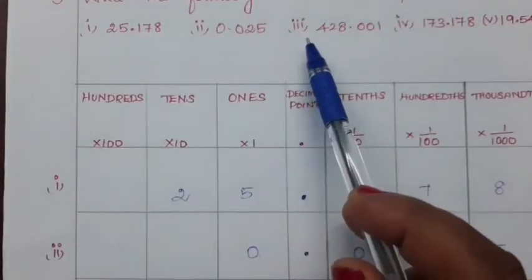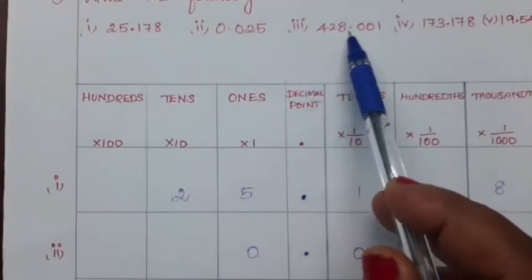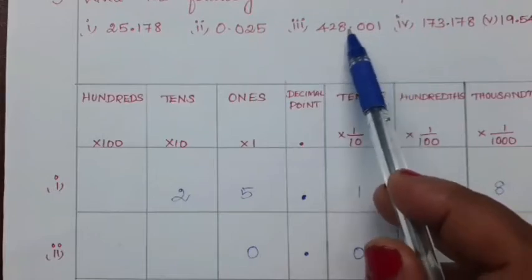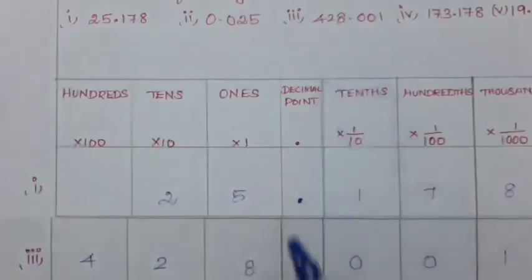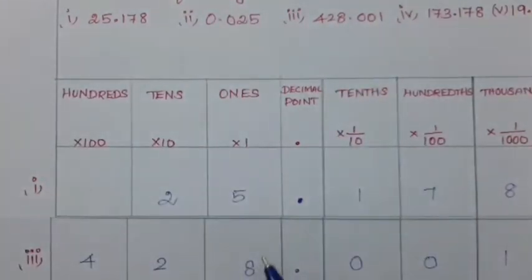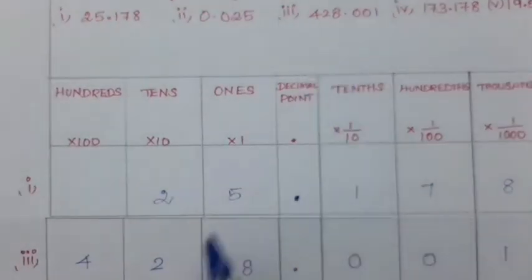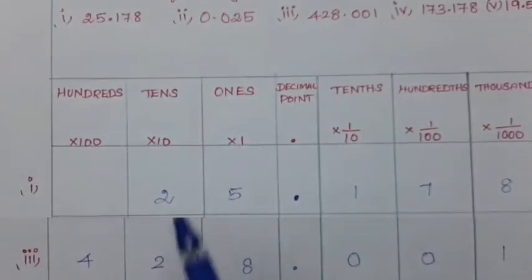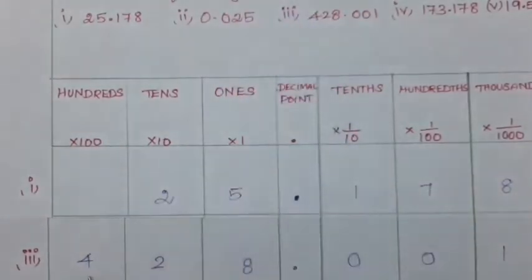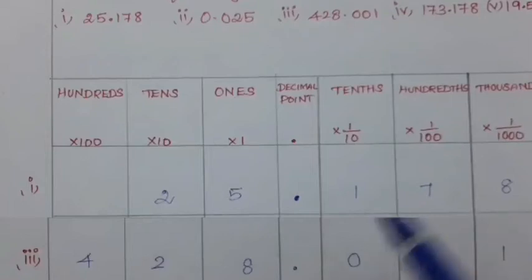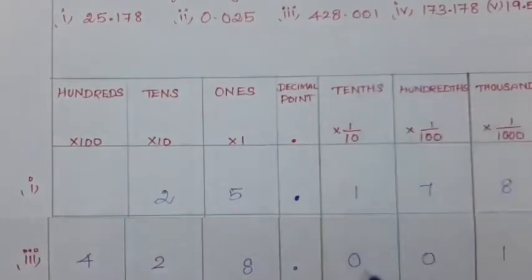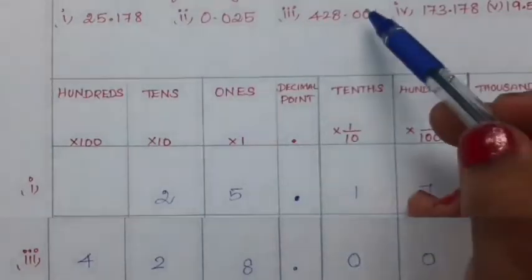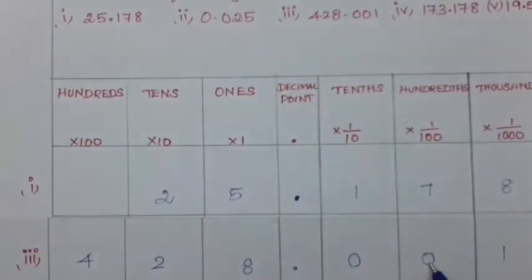In the question they have given 428.001. To the left of the decimal point they have given 8 in ones place, 2 in tens place, 4 in hundreds place. To the right of the decimal point they have given 0 in tenth place, again 0 in hundredth place, 1 in thousandth place.